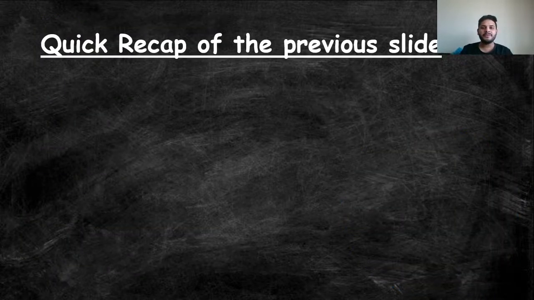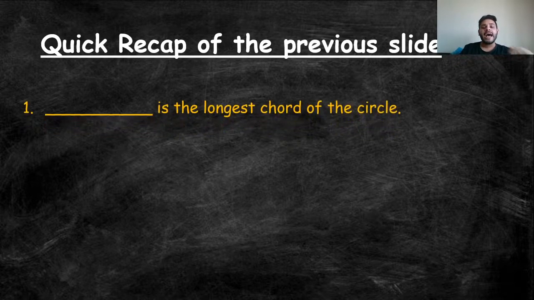In the previous slide, we did introduce circles to you. A quick recap of the previous slide. I want you all to answer in the chat. So let's quickly start. Dash is the longest chord of the circle. Alright, the answer to this question is diameter. The diameter is the longest chord of the circle.